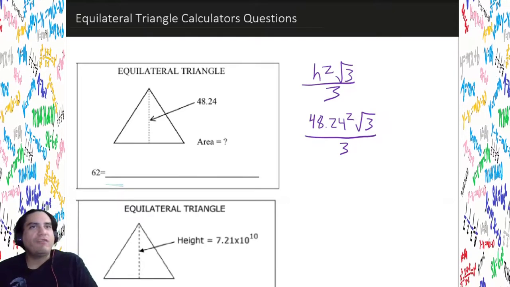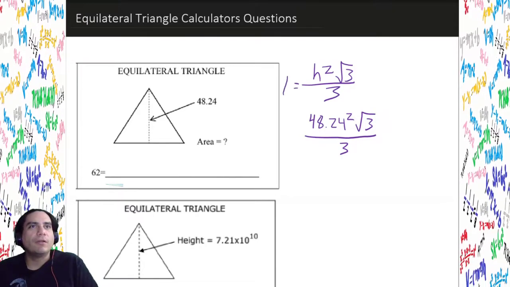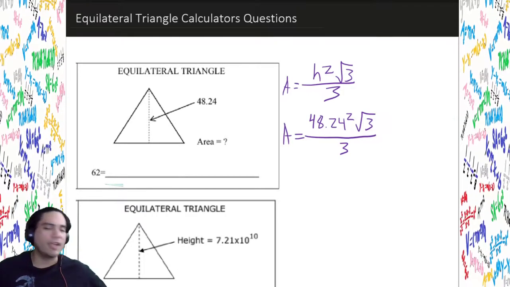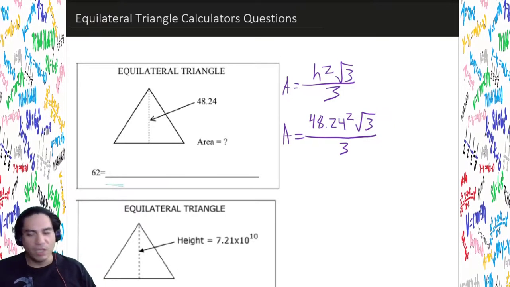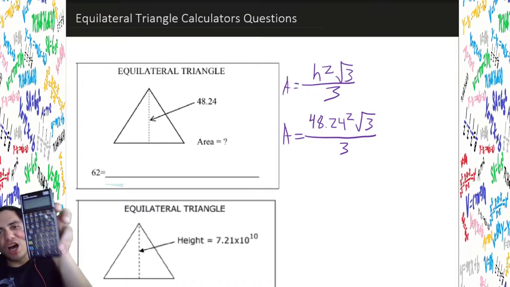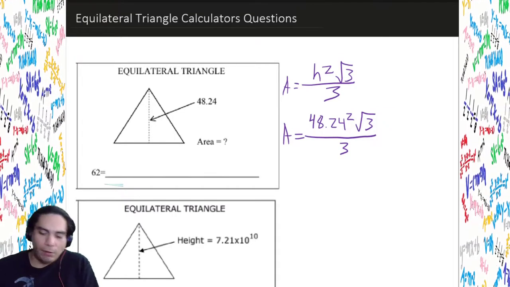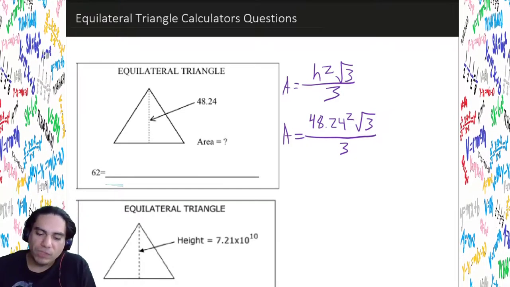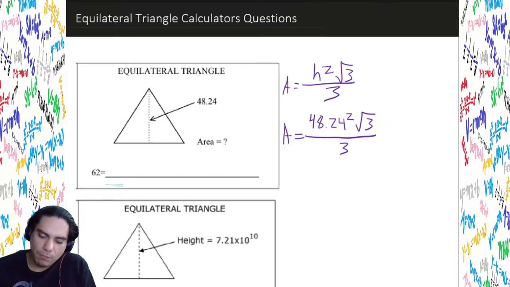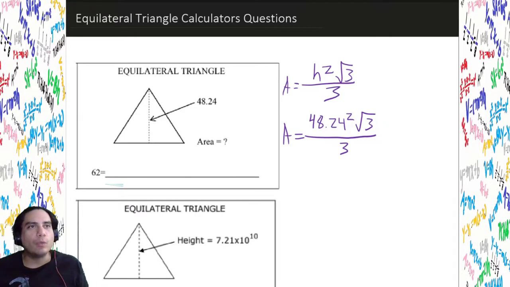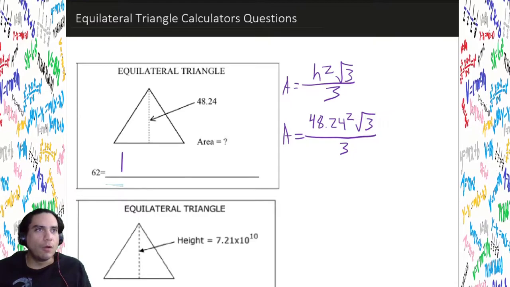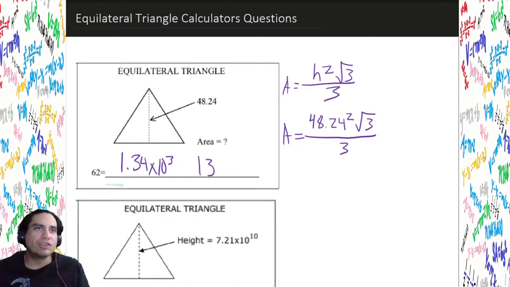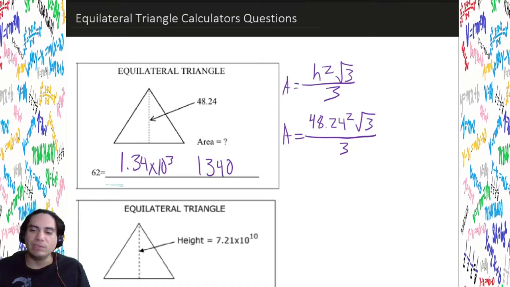And guess what we just found right there? When we do this problem, we have just found the area of an equilateral triangle. So let's go ahead and buckle up for this awesome ride. So 48.24, raise it to the second power. Get 3, find the square root of it, and hit multiply. 3, divide, and we got ourselves a beautiful answer. 1.34 times 10 to the third, or 1,340. Simple as that.